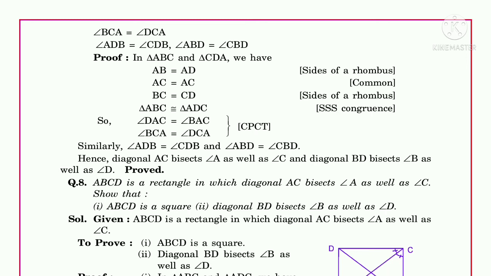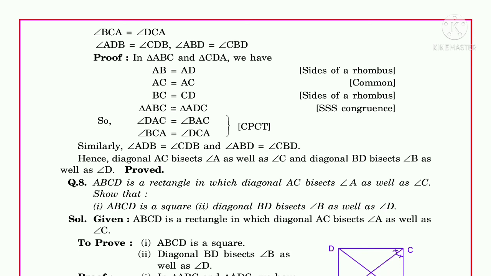If three sides are equal, then we can easily apply the side congruence rule, and we can say triangle ABC is congruent to triangle ADC. If ABC is congruent to ADC, then by corresponding parts of congruent triangles, that is CPCT, angle DAC equals BAC and angle BCA equals DCA. Is it clear? Similarly, the other two angles are also equal: ADB equals CDB and ABD equals CBD. So finally, what can we say? Hence, diagonal AC bisects angle A as well as angle C, and diagonal BD bisects angle B as well as angle D. Is it clear? The main thing here is that we have to identify the triangles properly.